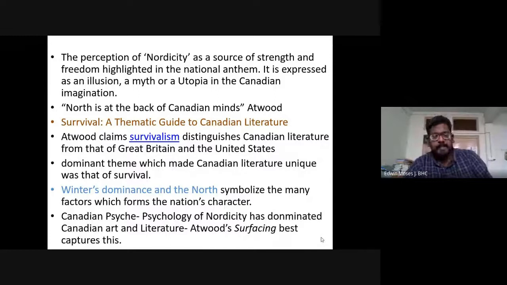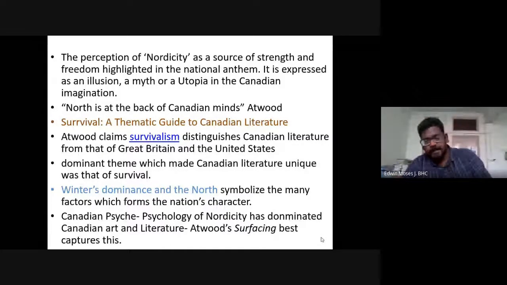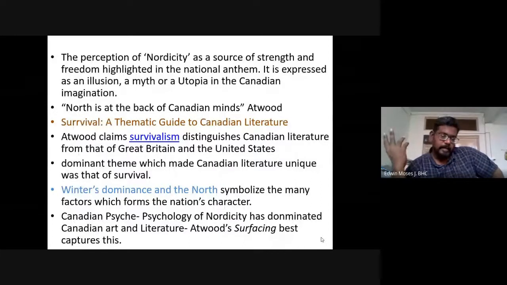So Atwood claims survivalism distinguishes Canadian literature from that of Great Britain and the United States. So the dominant theme which made Canadian literature unique was that of survival. Right? The United States is known for its frontiers, and Great Britain, you can say, for its might and the aspect of colonialism. And there are so many things you can associate with. Australia, you can say bush landscape, and the nature of that particular landscape.